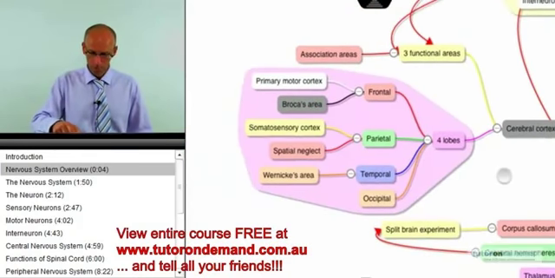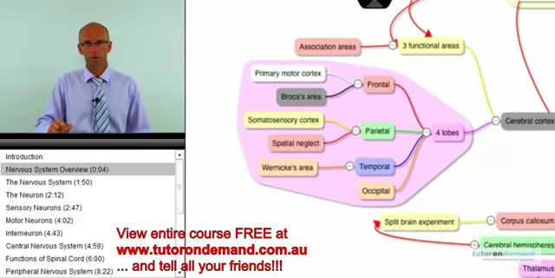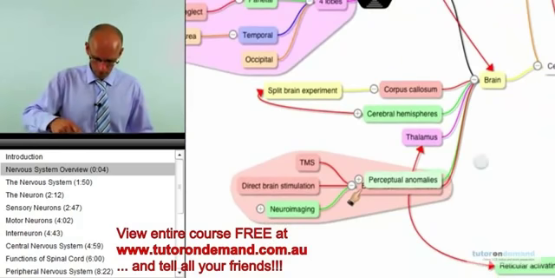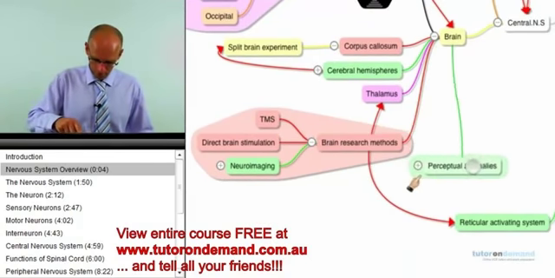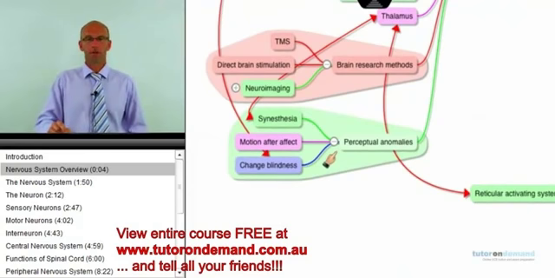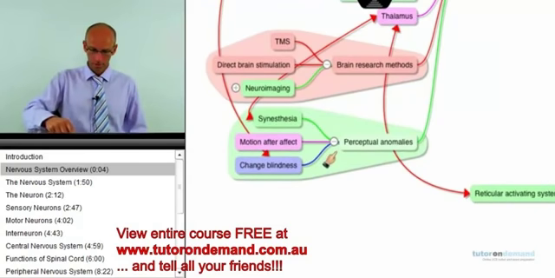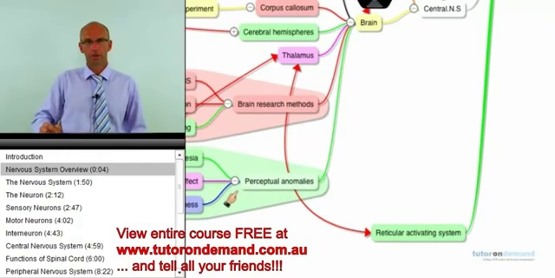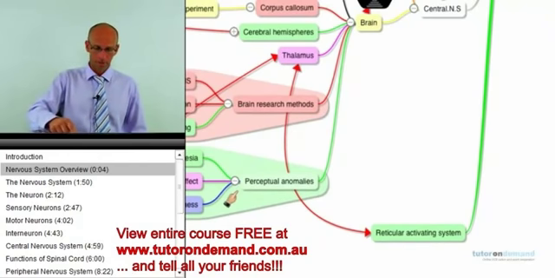We'll look at the four lobes, the frontal, parietal, occipital, the temporal. We'll look at the speech areas, the motor cortex, the somatosensory cortex as well. We'll look at perceptual anomalies in terms of synesthesia, motion after effect, change blindness. And I neglected to mention, we'll also look at the other brain structures such as the thalamus and the reticular activating system.